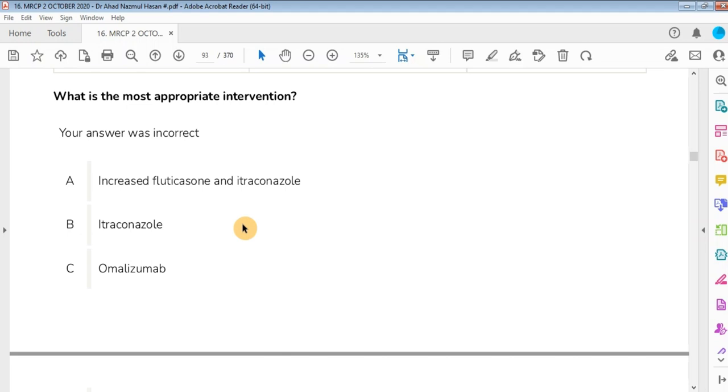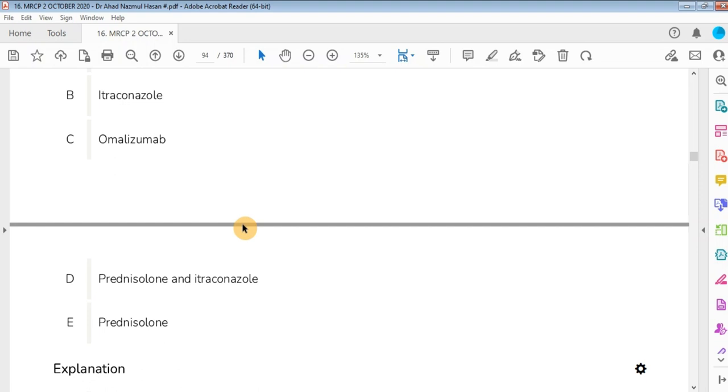What is the most appropriate intervention? A. Increase fluticasone and itraconazole. B. Itraconazole. C. Omalizumab. D. Prednisolone and itraconazole. E. Prednisolone.